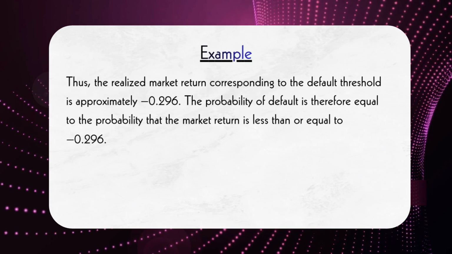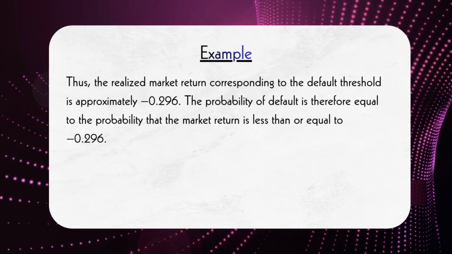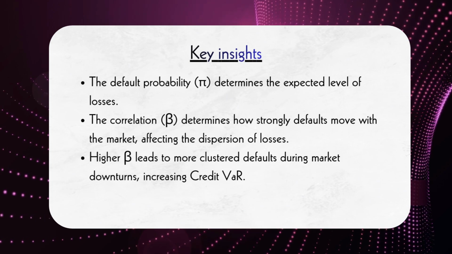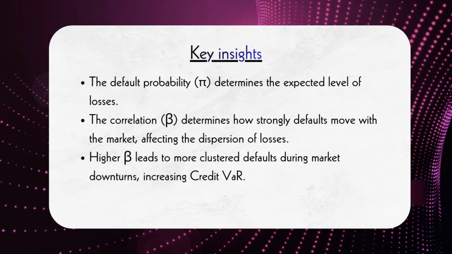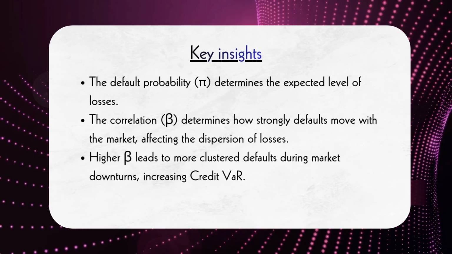This means that the probability of default is the same as the probability that the market return is less than or equal to −0.296. In summary, the default probability determines the expected level of losses, while the correlation beta determines how strongly defaults move together. A higher beta means more defaults occur during market downturns, leading to higher credit VaR.